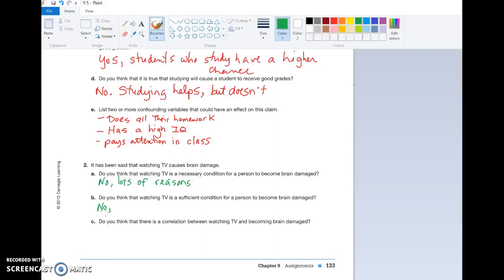And then the next question. Do you think that there is a correlation between watching TV and becoming brain damaged? What do you think? Do you think that that's a common thing, that people who watch TV get brain damaged? No, there's no correlation between that. None at all. People who watch TV are not at a higher risk of becoming brain damaged than people who do not watch TV. It has nothing to do with brain damage. Watching TV and brain damage are not connected. There is no correlation. Okay? Let's go ahead and turn the paper over.